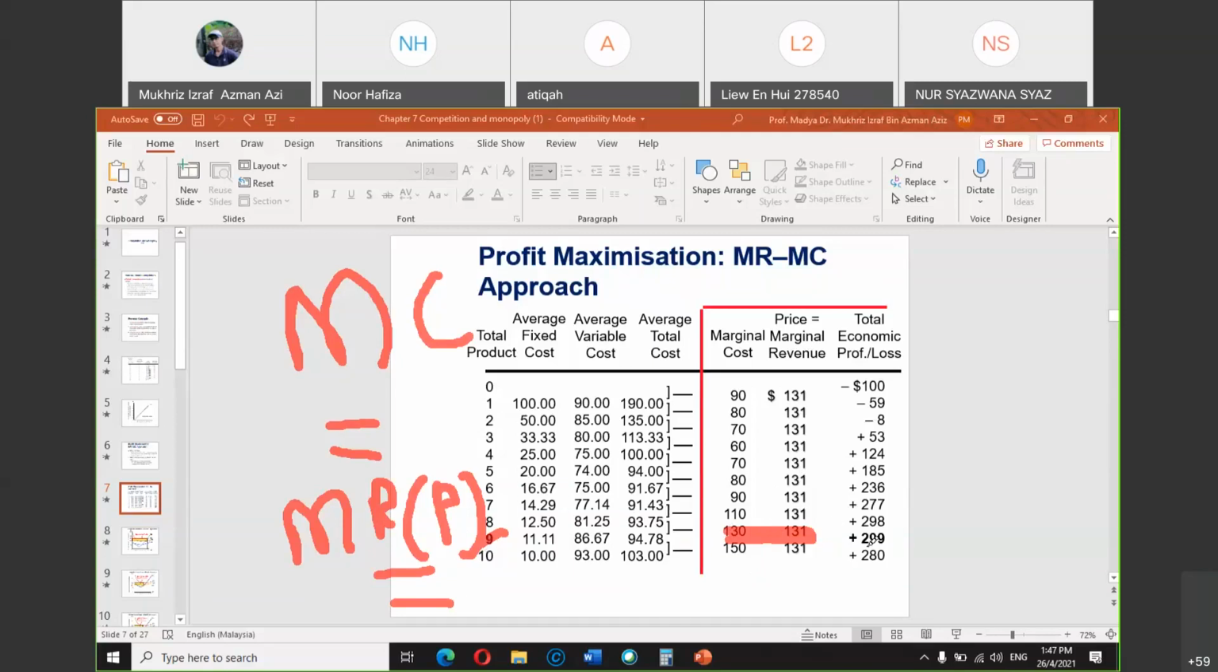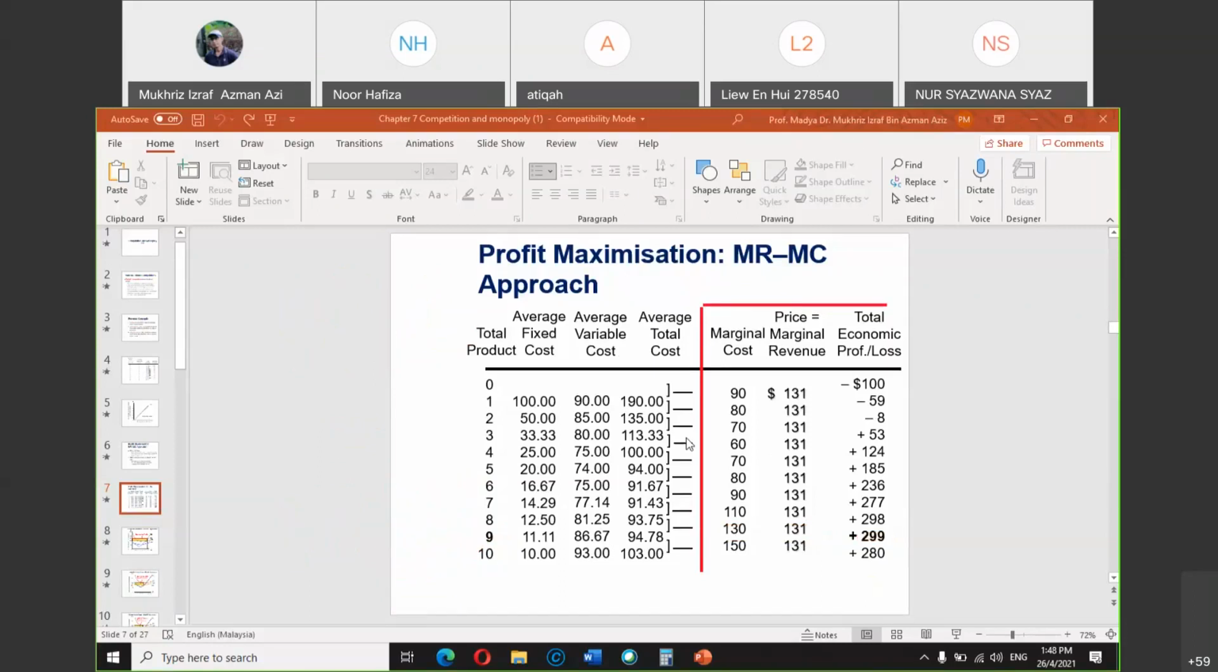Okay, whereby here you can see that the profit is maximized at 299. After that it will go down back. So it starts to increase, then reaches the maximum point, and then it goes down again. But you don't rely on this number. You rely on when this condition is fulfilled, whereby MC is equal to MR or MC equal to price. P equals to MC, so both values are more or less the same. So this is achieved and quantity equals to 9.